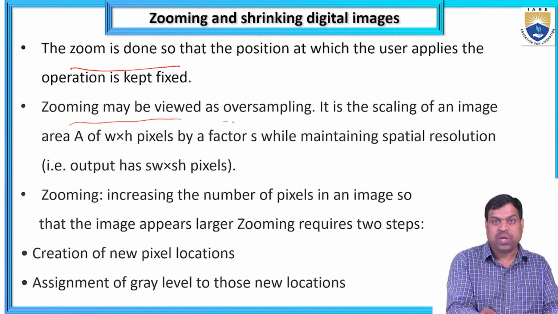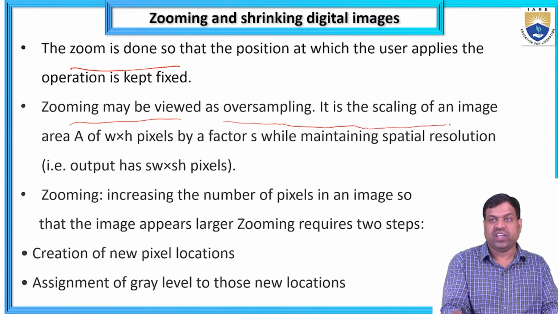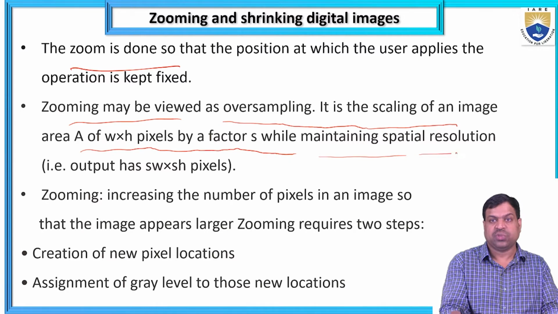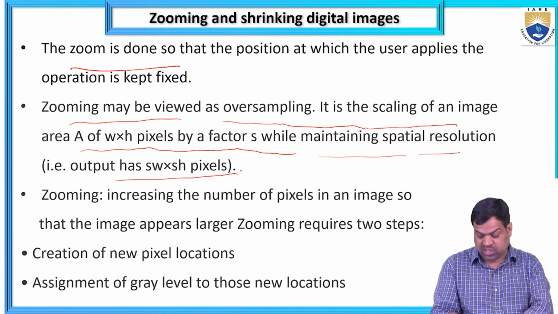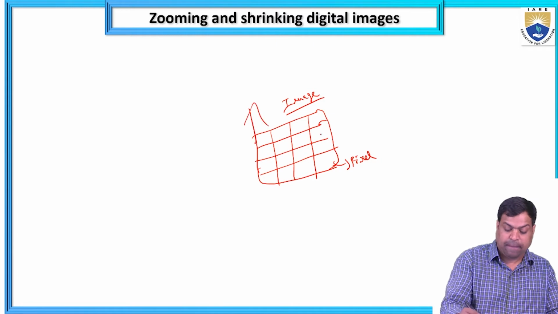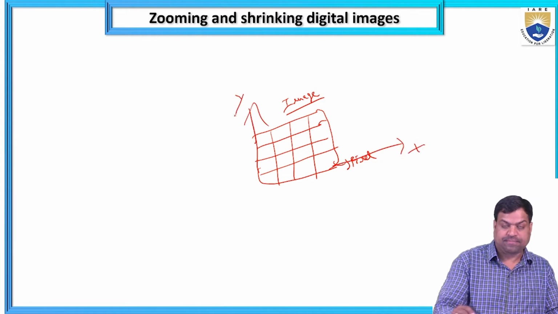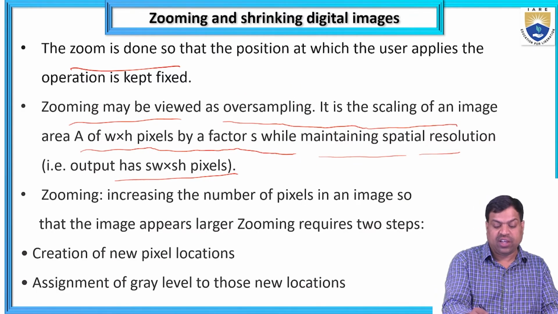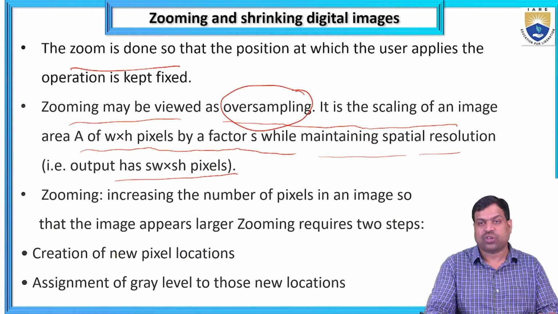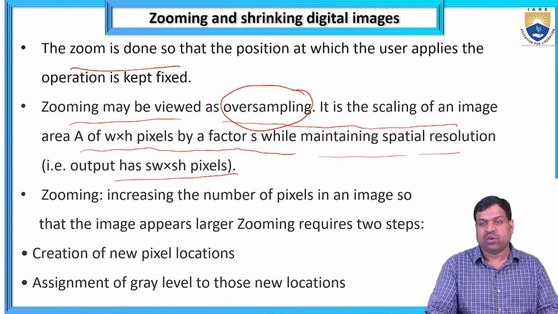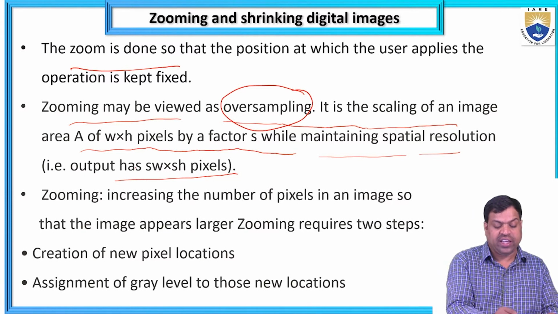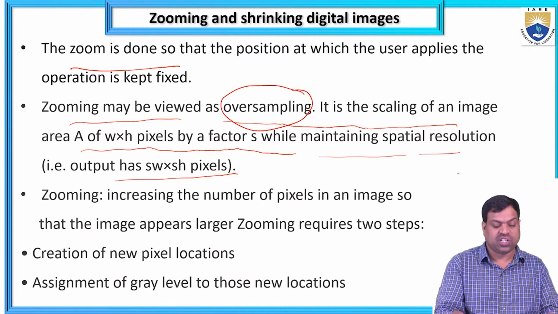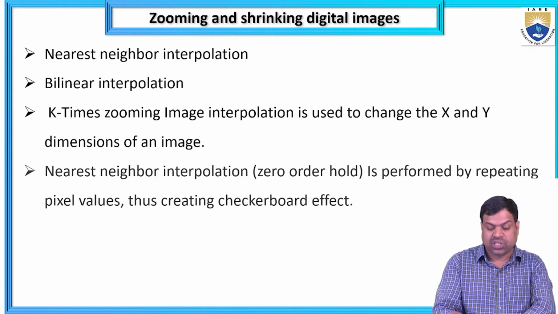Zooming may be viewed as oversampling. It is a scaling of an image area A of W into H pixels by a factor S while maintaining spatial resolution, that is, the output is SW into SH pixels. Suppose I'm taking the x-axis and y-axis, two dimensions. When I'm going for zooming, I need oversampling, which means increasing the resolution. If I'm applying the scaling function to the image, the area A equals W into H, rows into columns, by a factor S while maintaining spatial resolution. That is, the output is SW into SH.